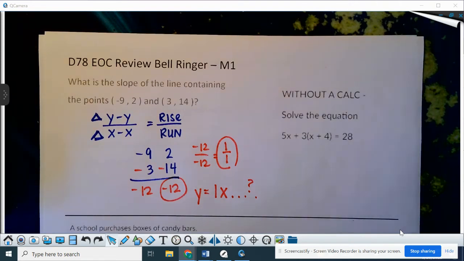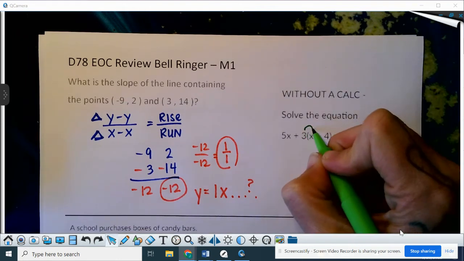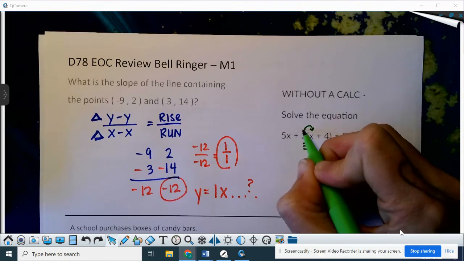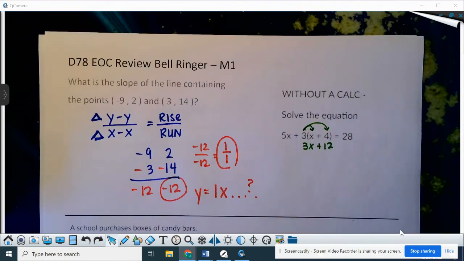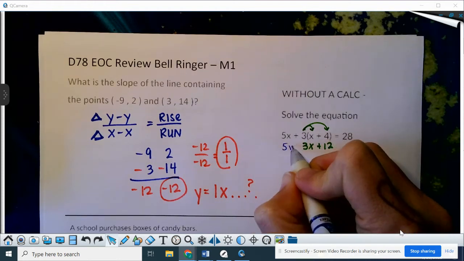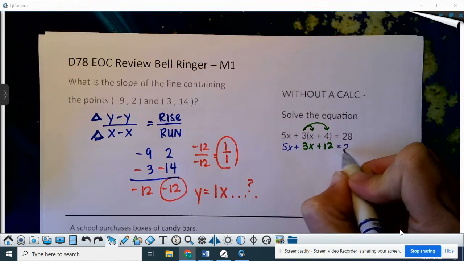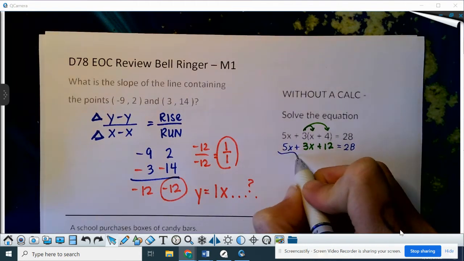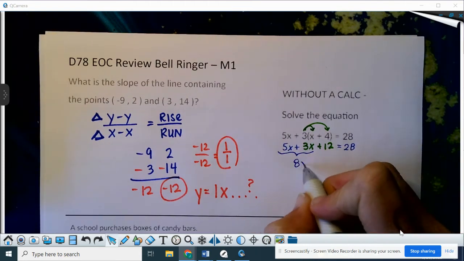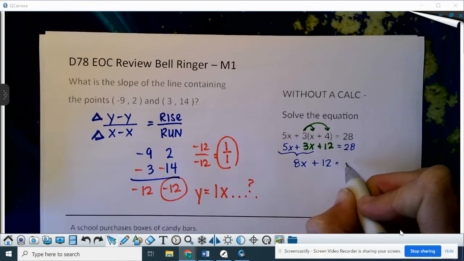Solve without a calculator. This is a calculator inactive question. So we're going to distribute first. It's going to be 3x, and 3 times 4 is going to give me 12. So that's 5x plus 3x plus 12 equals 28. So much like the one from yesterday, we're going to combine our like terms first. It's going to give me 8x plus 12 equals 28.